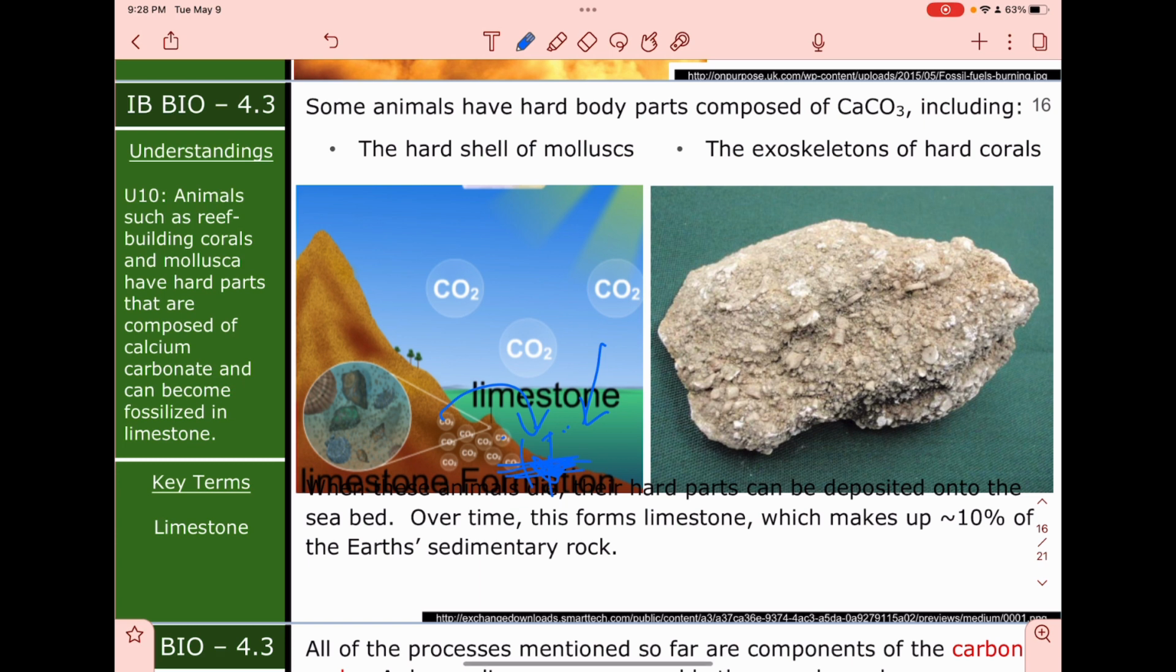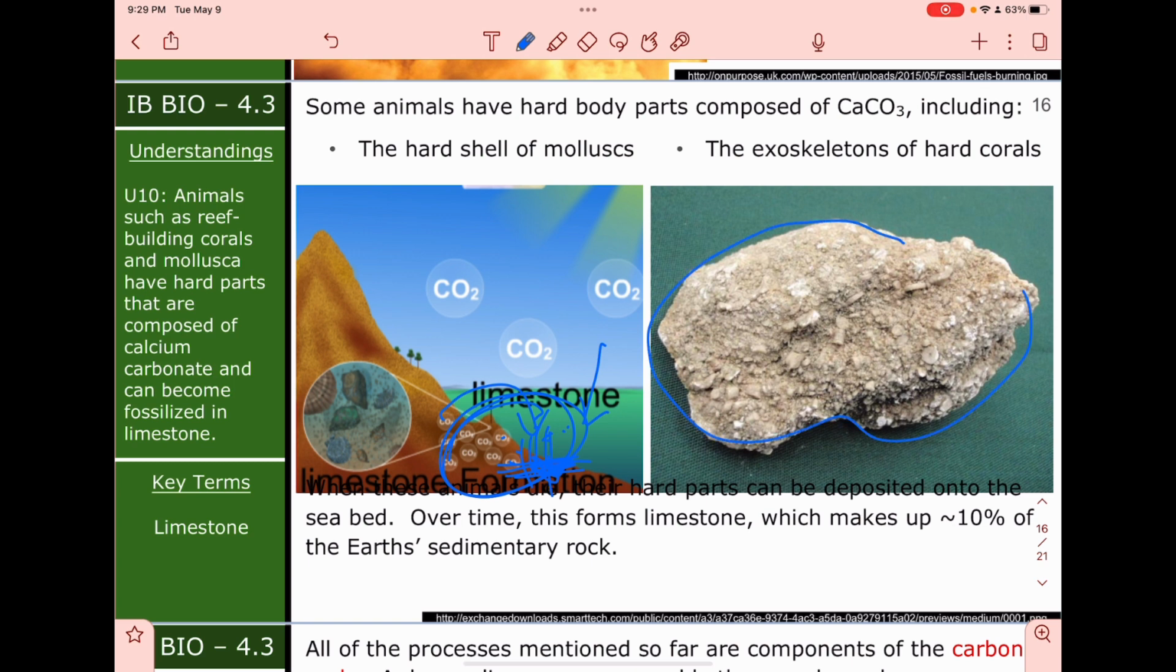And so these calcium carbonates get pushed together, and so they have an increase in pressure. With that increase in pressure is going to come a bit of heat, and all of that is going to cause the compaction and the cementation of the minerals and rocks here from the animal shells, and they form something that we call limestone.